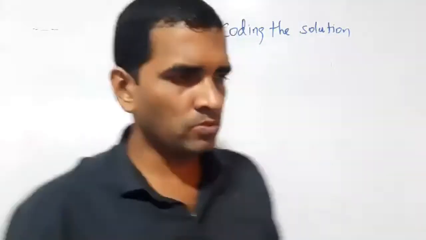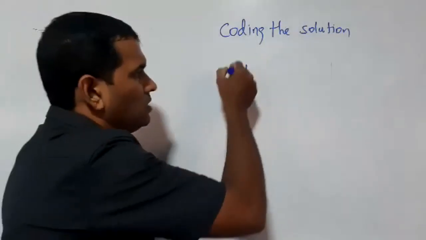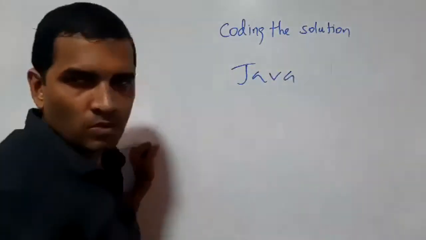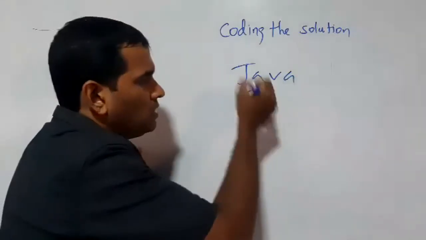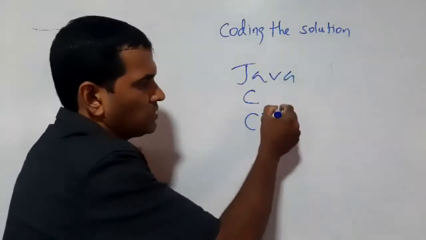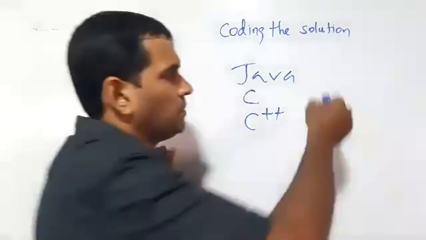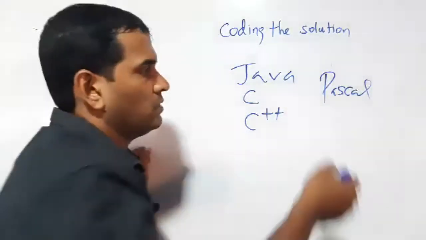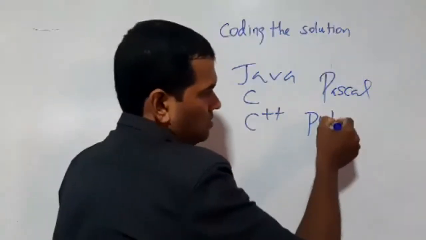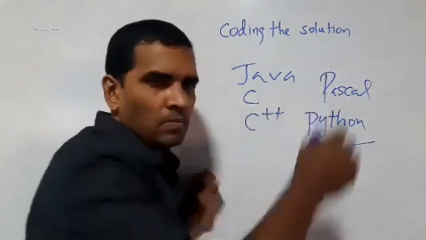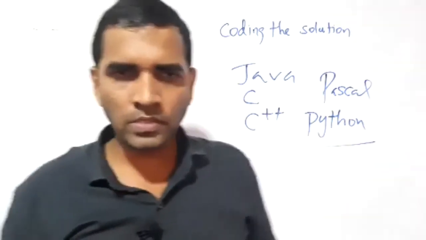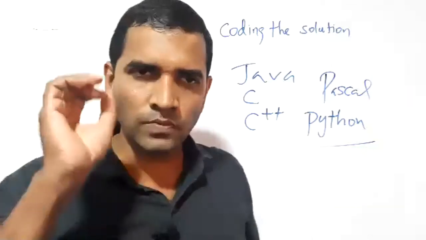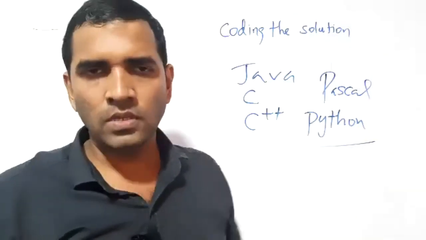So I mentioned programming languages. You might have heard, right? So you have so many programming languages. You have Java, you have C, you have C++. Even in our syllabus, we have Pascal, right? Pascal. We have Python. So there are hundreds of programming languages available. Select one of the appropriate programming languages and start writing the instructions to computer.